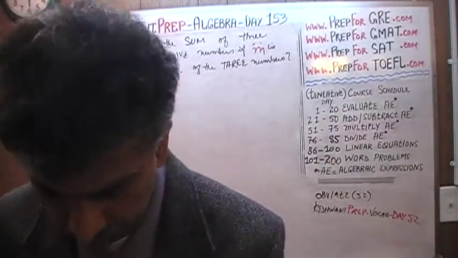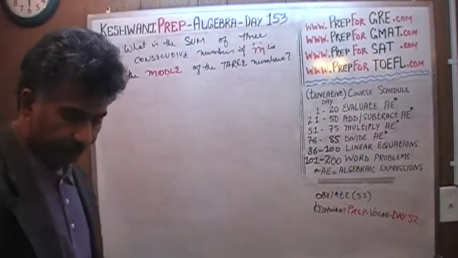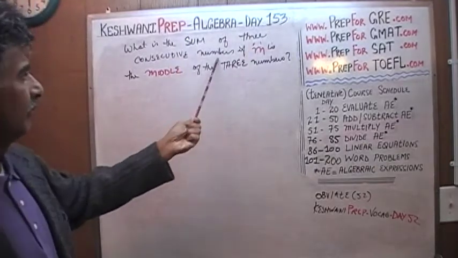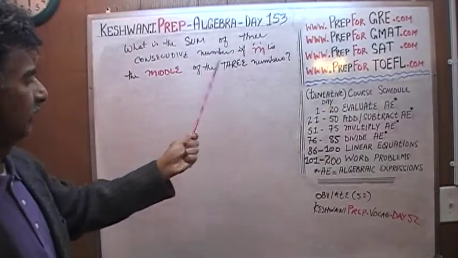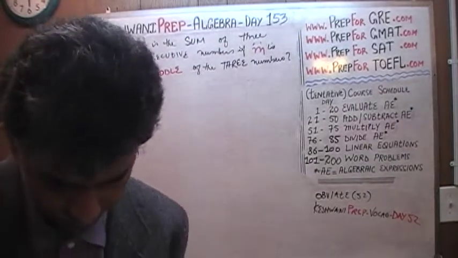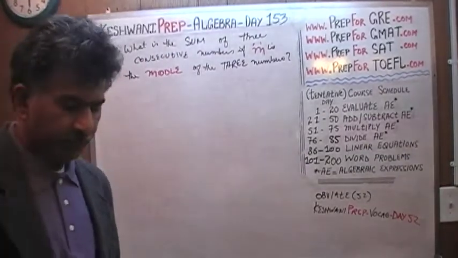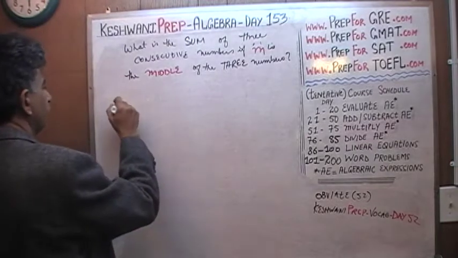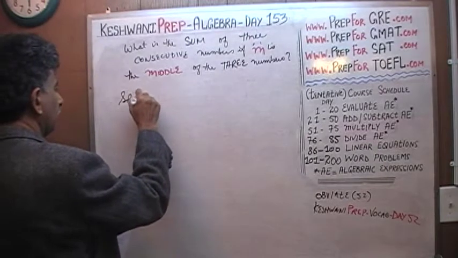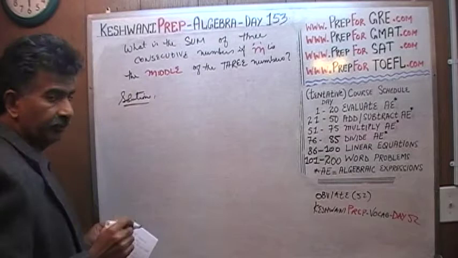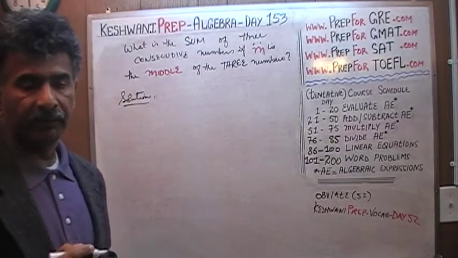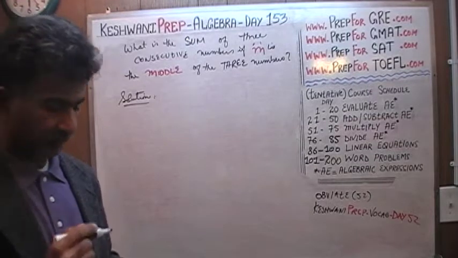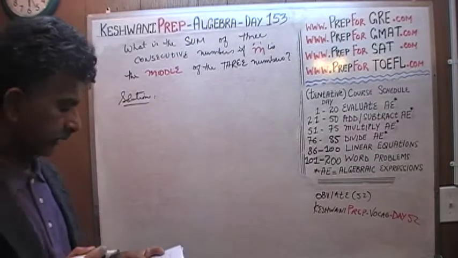What is the sum of three consecutive numbers if M happens to be the middle of the three numbers? That's all. Here we go then. Here's the solution. Why don't you pause the video, solve the problem yourself, get the answer, and then resume the video and compare your work against the work that we're about to do together.